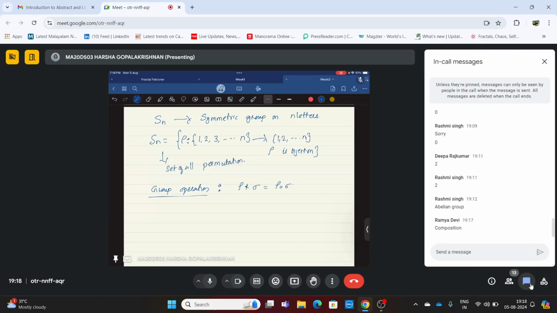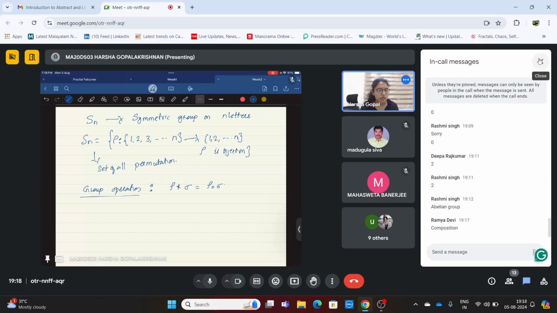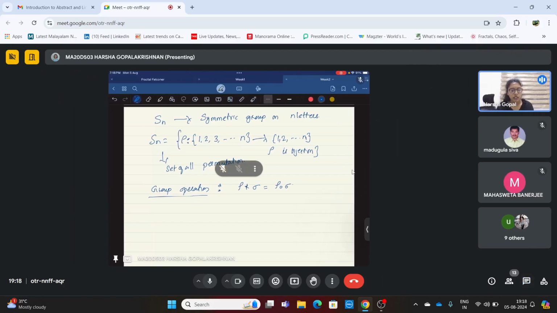Now the thing is, we can very easily verify it is a group. One thing we need to check is closure: rho star sigma belongs to Sn. This is easy because rho is a bijection and sigma is a bijection on n letters, so its composition is also a bijection. Rho composite sigma also belongs to Sn.